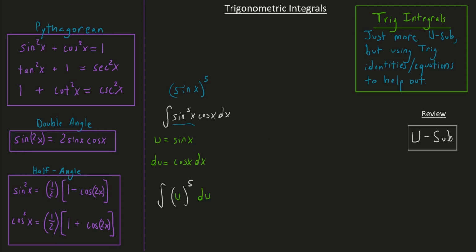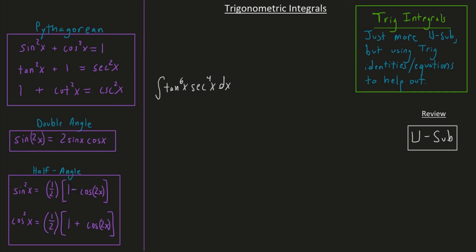So if we go forward with our u is equal to sine of x plan, the u sub is as easy as this. Super easy integral. Answer to that will just be u to the 6 over 6 plus c, and then we would put our u back in. There we go. Done. Let's not spend any more time on this one. Let's go to another harder one that really forces you to use these identities over here.